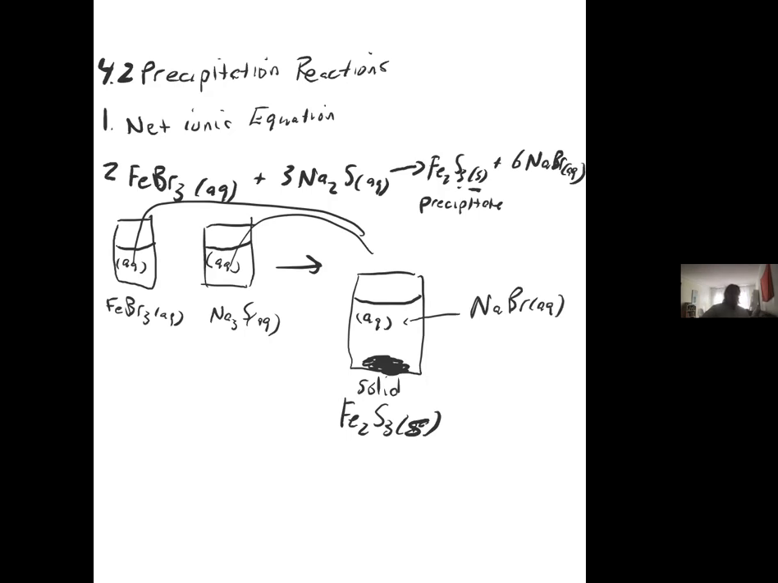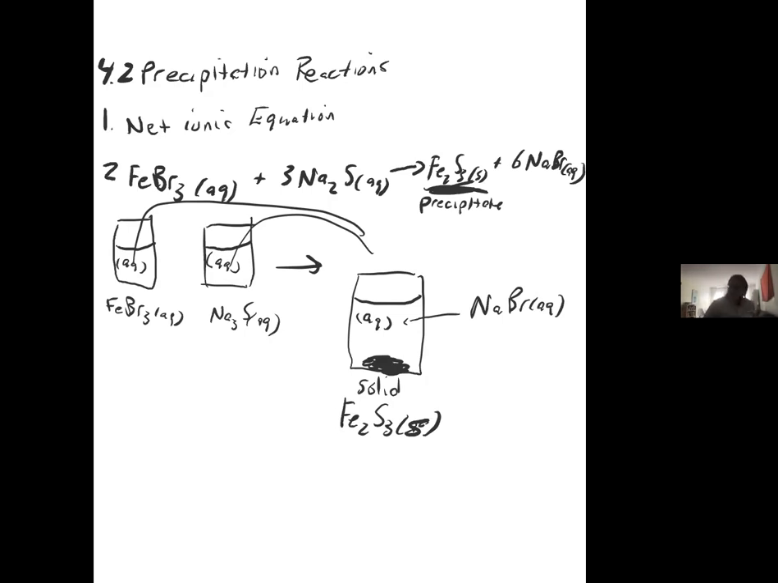Okay. So this is called a precipitation reaction, where you take two things that are aqueous, meaning they dissolve in water, you combine them in the water, right? And then you get a solid out of it. We're mainly concerned about this precipitate here. That's the main thing, okay? And we're going to write the net ionic equation for this reaction, okay?